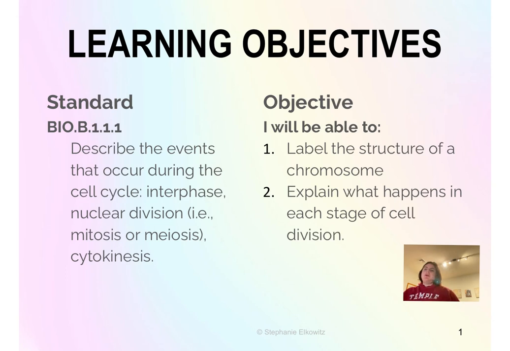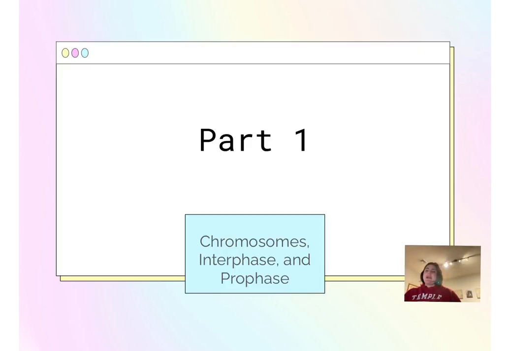Hi guys, so today we are focusing on describing the events that occur during the cell cycle. Our objective is to, number one, label the structure of a chromosome, and then explain what happens in each cell stage of cell division. Today we're going to start with interphase and prophase and talk about the differences between those, and then tomorrow you're going to move into the rest. So today, as I said, we're focusing on part one.